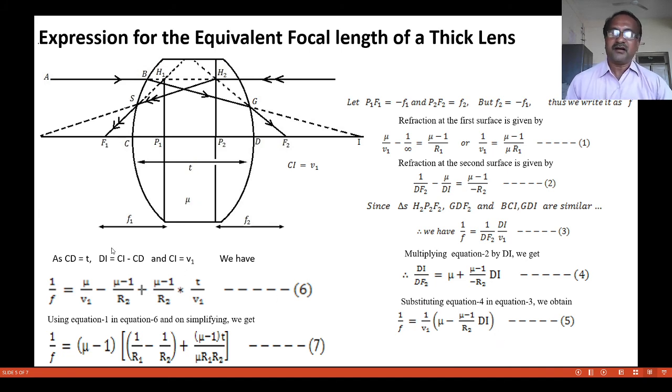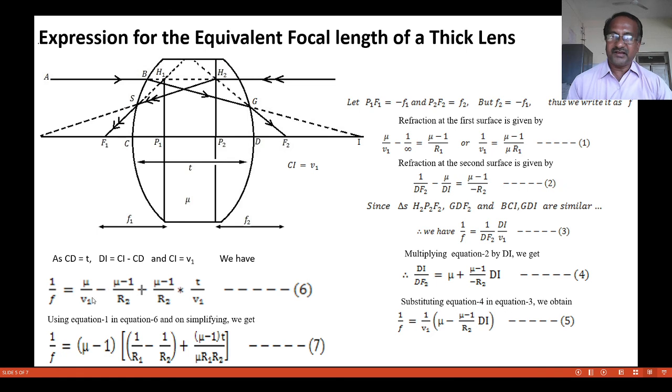Knowing all these parameters, since CD is nothing but the thickness of the lens, and DI is nothing but CI minus CD, and CI is nothing but the first image, that is the image formed due to the first surface only. Therefore, substituting all these parameters in this equation, we get 1 by f is equal to mu by v1 minus mu minus 1 by r2 plus mu minus 1 by r2 into t by v1.